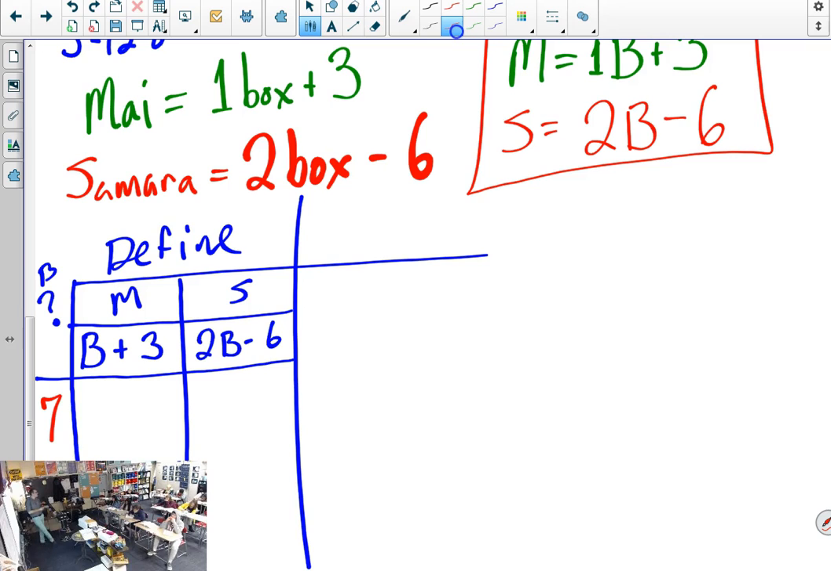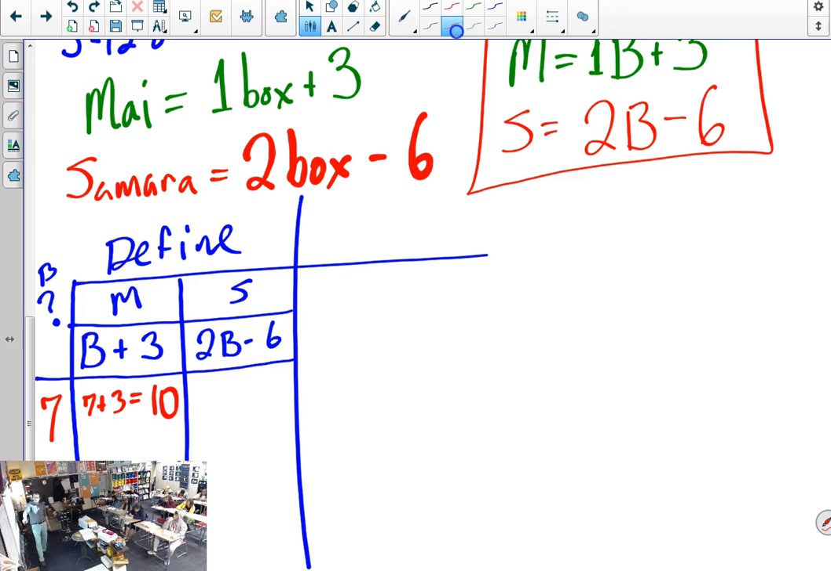To figure out Mai's cookies, we know she has a box and 3 extra. So how many cookies would Mai have here? In this situation, a box is 7. 10, right? 7 plus 3. She has 10. Yeah. So the next one will be 14.